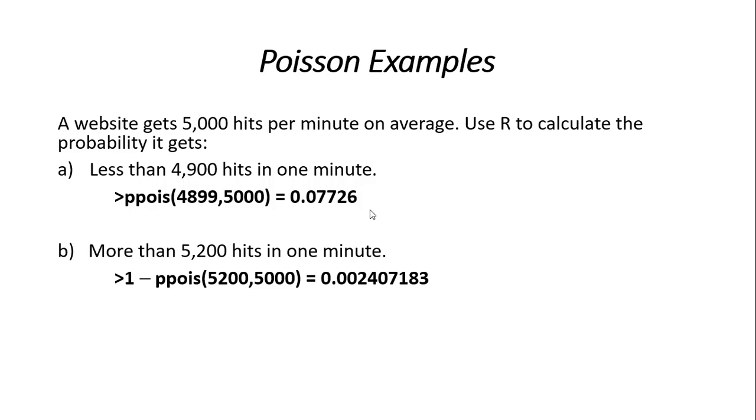If I want to take a look at a right-tailed probability, suppose we want the probability of getting more than 5,200 hits in 1 minute. So we have to solve this using the complement. The code looks like 1 minus ppois(5200, 5000). And you can see we get this small probability, 0.002407183.